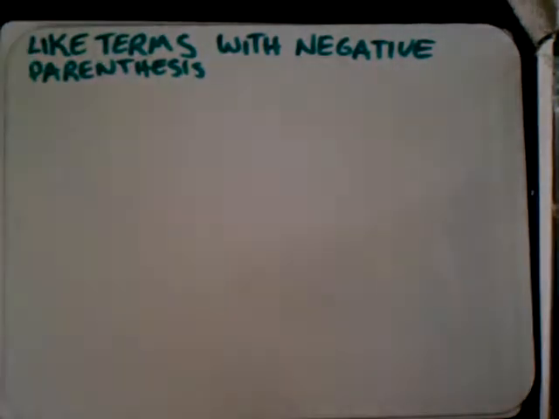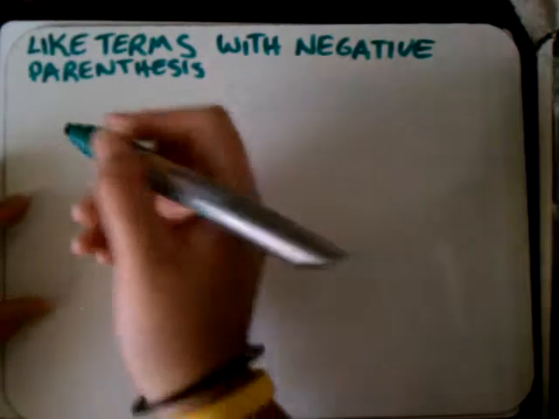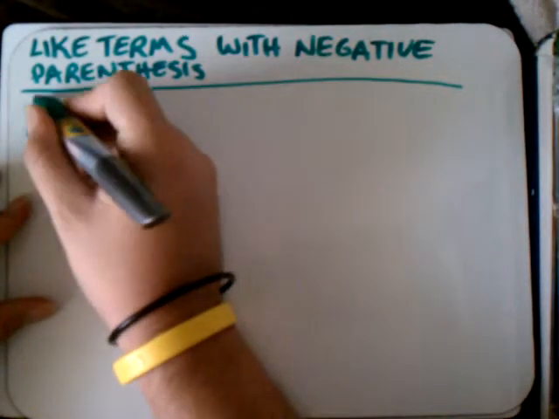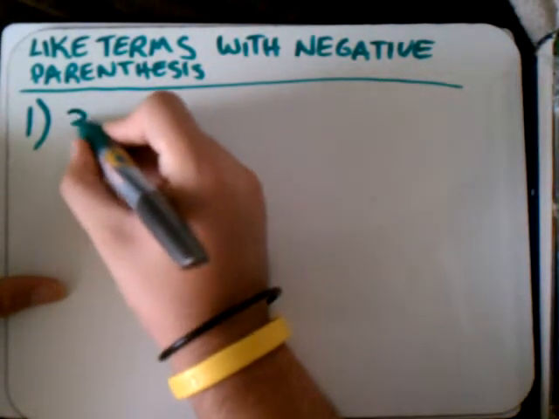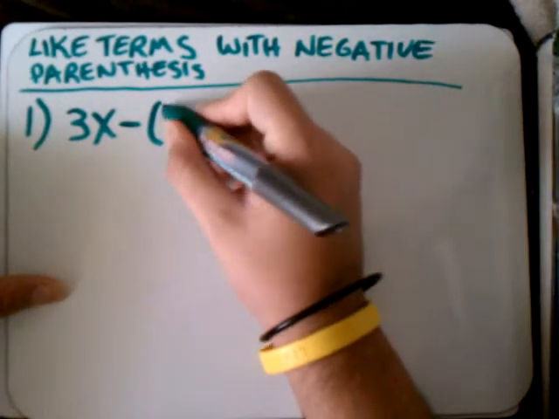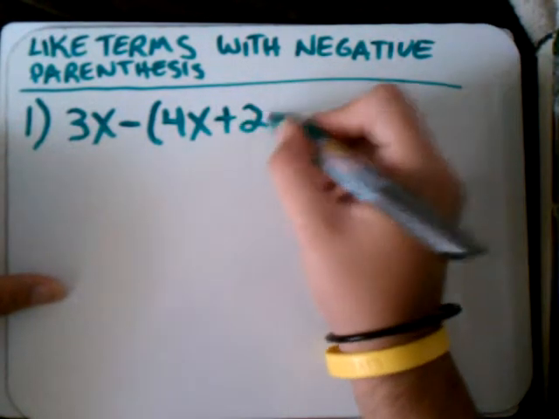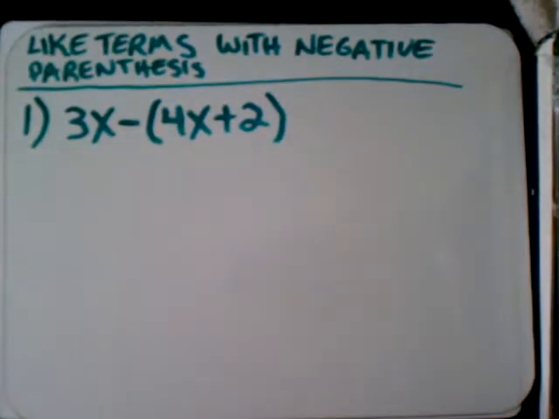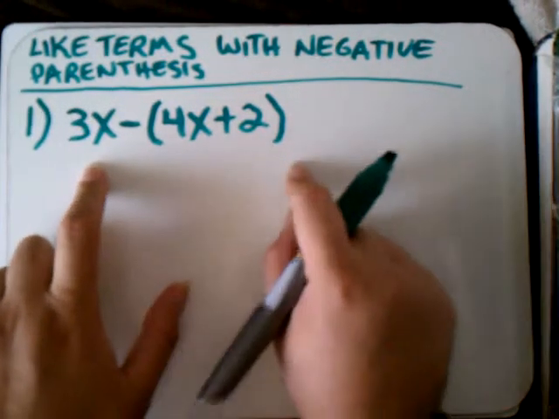Okay, this is a continuation of like terms, and we're gonna do like terms with a negative parenthesis. Let me show you what this means. Sometimes these problems have a fancy name in the book, but it's okay, you don't need to learn it. As long as you know what you're doing, as long as you know how to get the answer, that's what matters on the test. It doesn't matter if you know what property it is unless they're asking you for the property. But in this case, we're supposed to collect like terms and simplify.